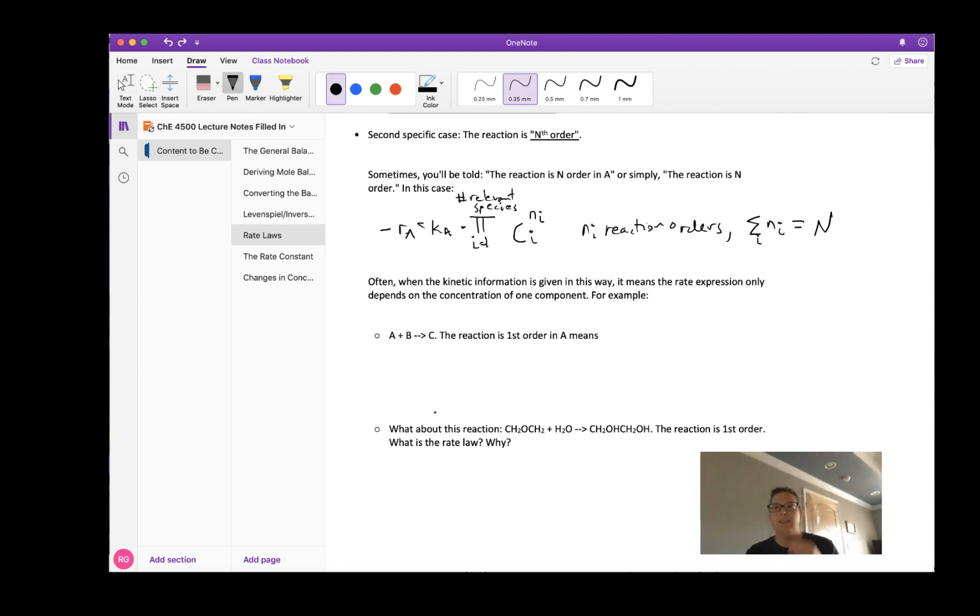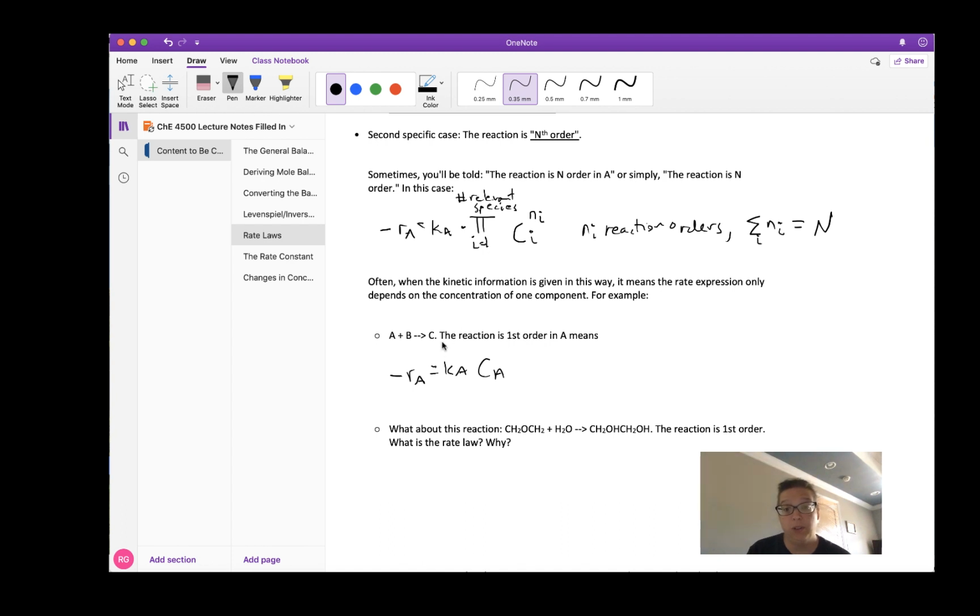Okay, so knowing that, let's do some examples. The first, the reaction A plus B goes to C, and you're given the information the reaction is first order in A. How should I write my rate law? So in this case, my rate law would be minus rA equals kA CA.